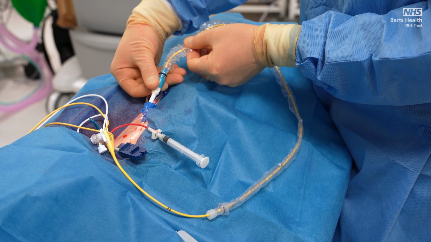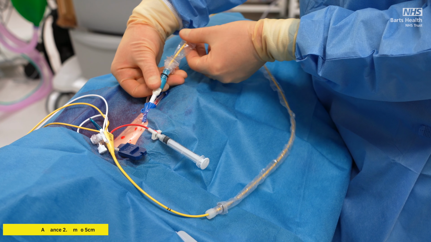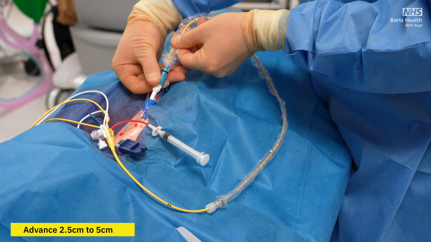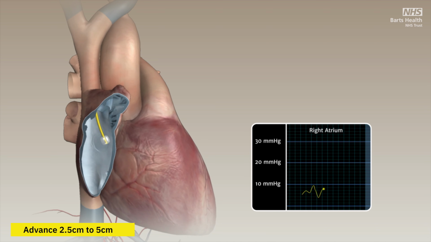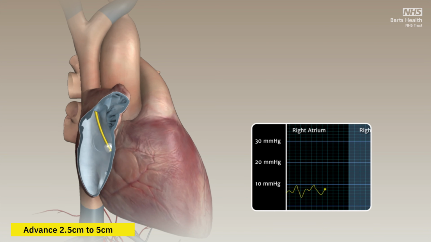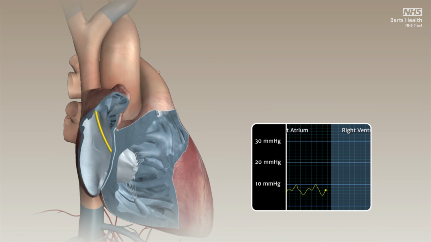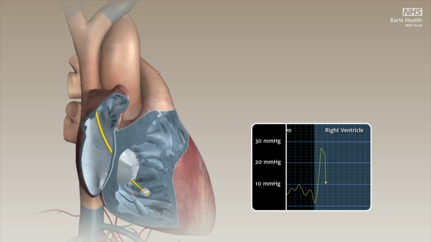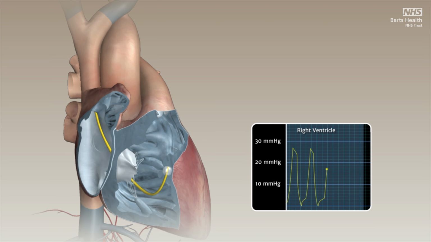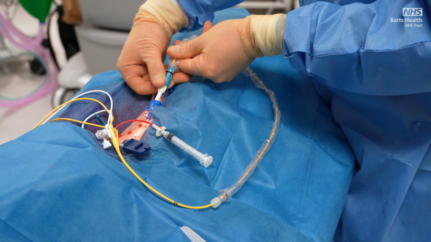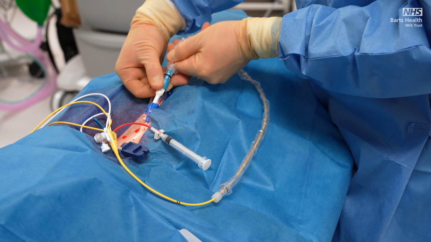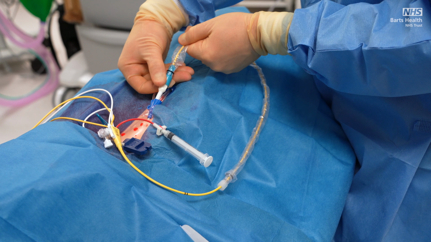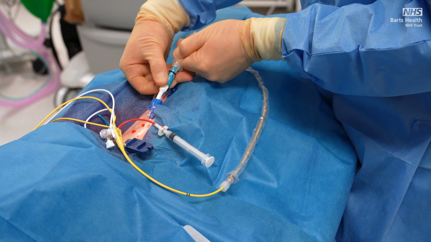Next, advance the catheter in confident movements, 2.5 to 5 centimeters at a time, watching the trace on the monitor. The first change that you should expect is that the catheter will cross the tricuspid valve and you should get a right ventricular waveform. If this doesn't happen, it's usually that the catheter has entered the IVC.